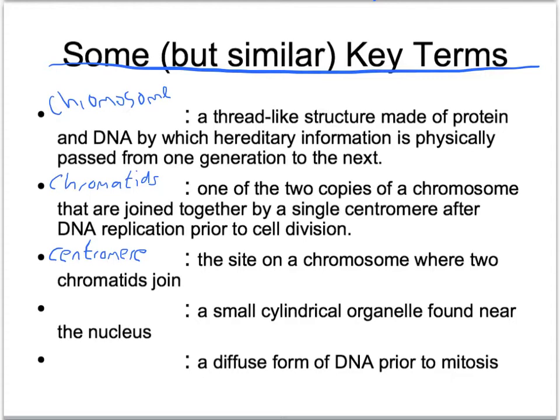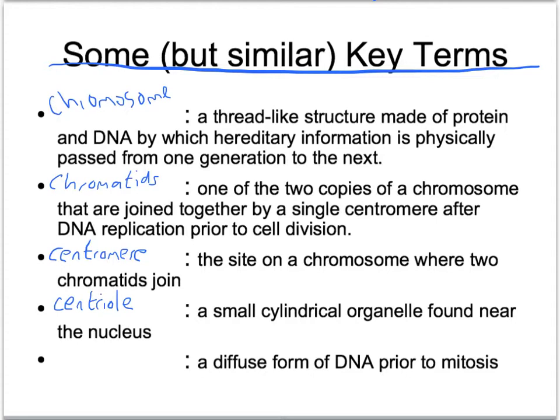Now, during mitosis, there are 2 important organelles called centrioles. Now, they play a really important role in separating the chromatids and breaking the centromere, and they're often referred to as being found in the poles of the cell.